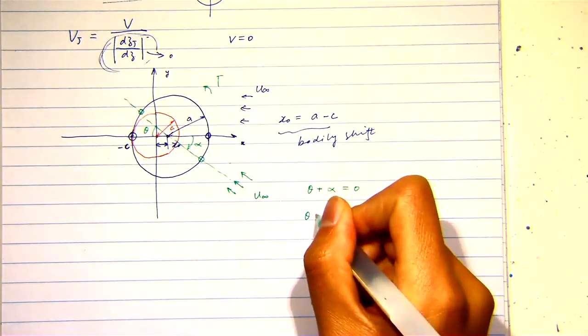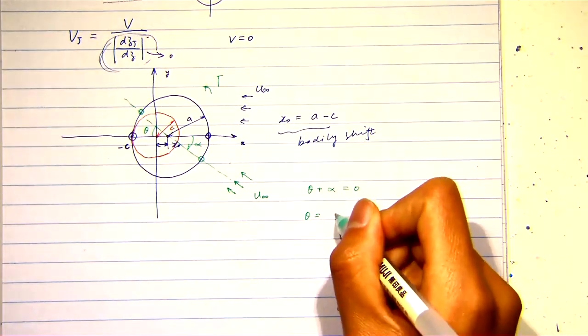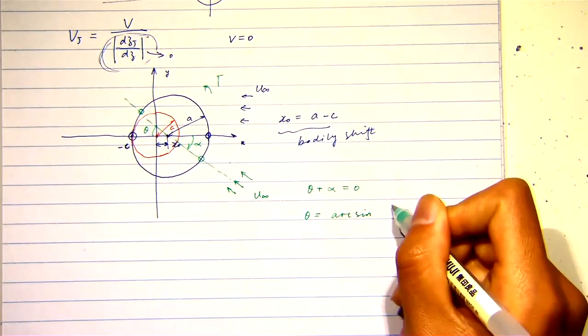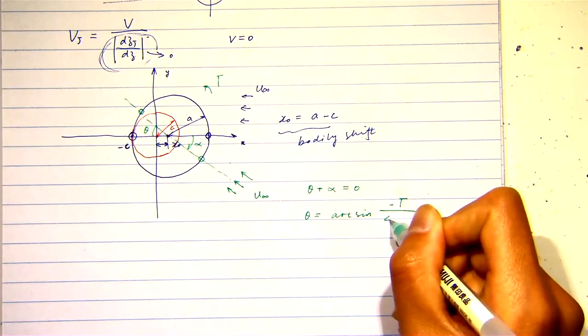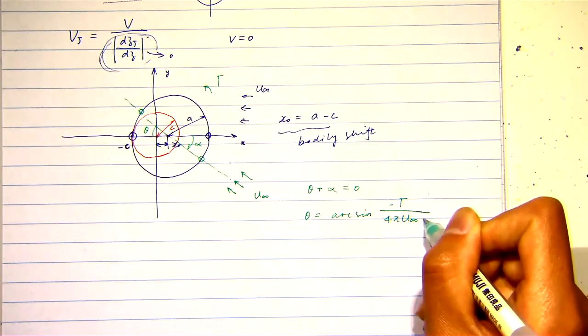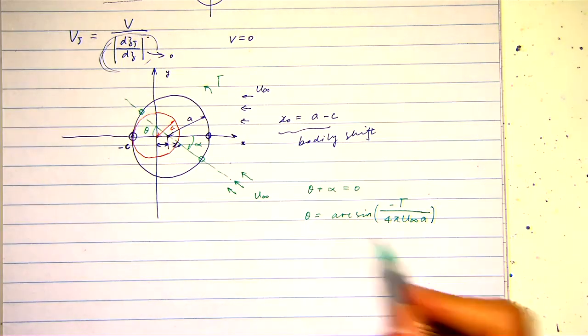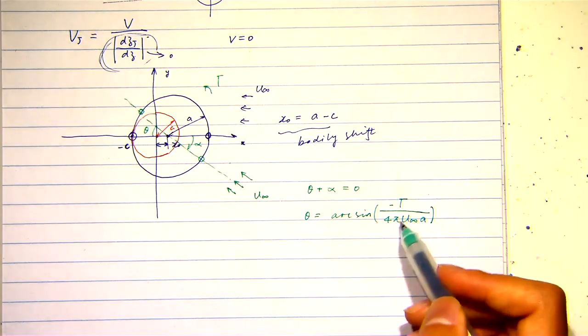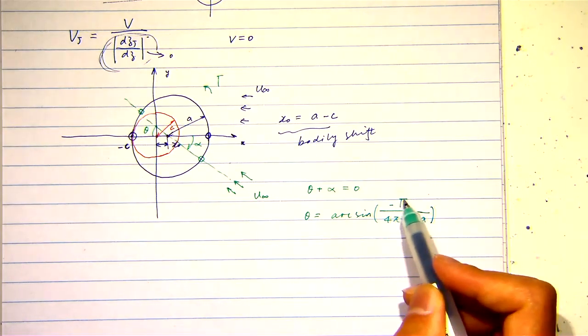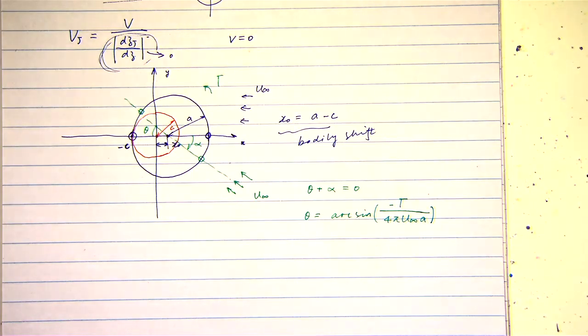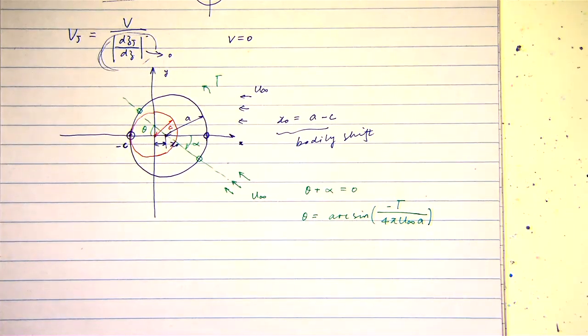And if you still remember the relation between theta and gamma from a few lectures ago, you can write theta equals arc sine of minus gamma divided by 4 pi U infinity times A, right? And we can later on rearrange this equation and solve for gamma from this relation. Any questions? Okay, so this is the case of a symmetric airfoil.